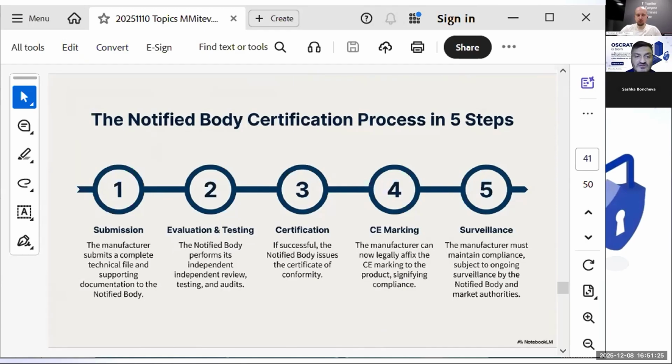Finally, manufacturers must maintain compliance over time because certification is not a one-time action. The product remains subject to surveillance by the notified body and by national market authorities. This process ensures ongoing trust and accountability.